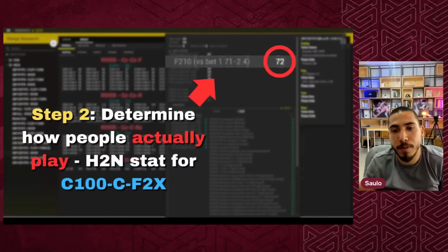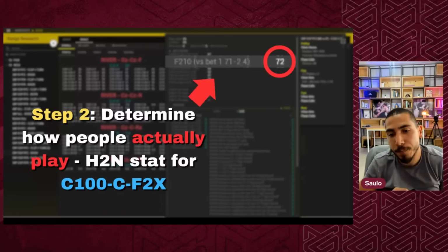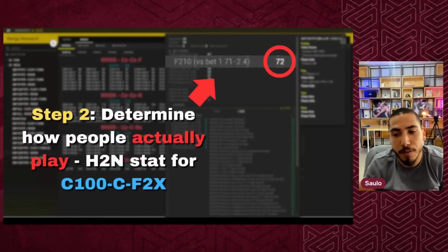The next thing we need to determine is how people actually play, right? Because there will probably be a gap between how people play and what optimal behavior looks like. So I go into Hand2Note. I have the stat here for Hand2Note, how much people fold to a 2x bluff all-in on the river after calling a pot-size bet on the flop. And you see the number there. It's probably not very good to see, but it's 72%. So you have optimal behavior at 65% and population behavior at 72%.